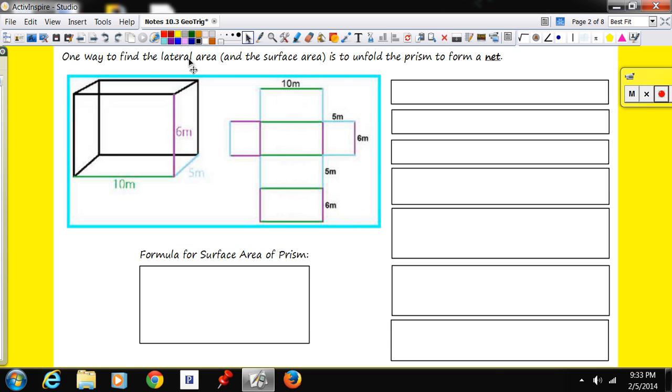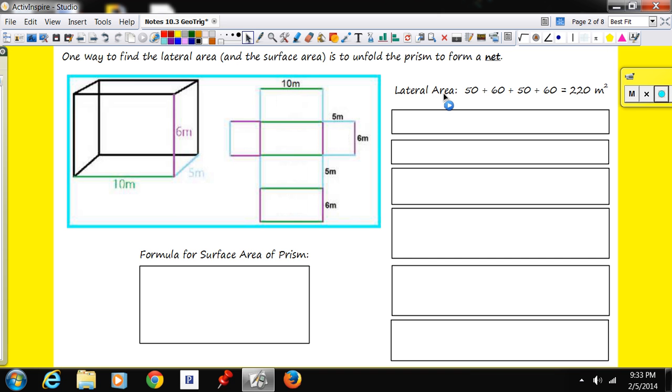Okay, one way to find the lateral area and the surface area is to unfold the prism to form a net. Now we did do this in class a little bit today, so you have seen one of these. Here's our rectangular prism. If you cut one side and then you unfold it, it would look like this. You'd have your top and bottom, which would be these two right here. You'd have your sides, which would be the other two. And then you'd have your two bases, which would be the two squares here at the end. Those would be the two bases.